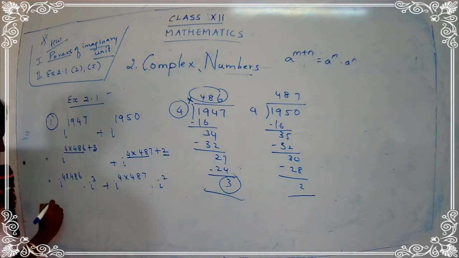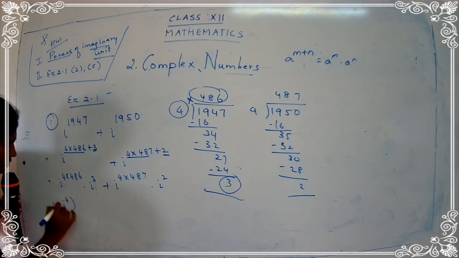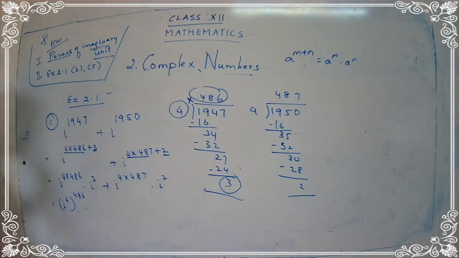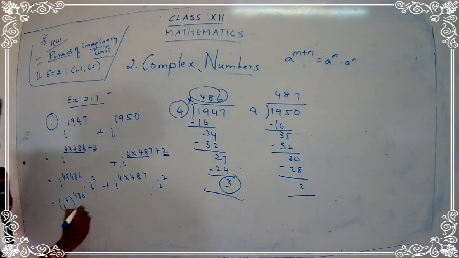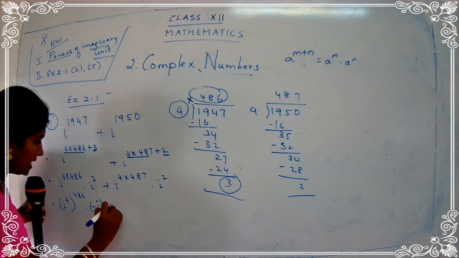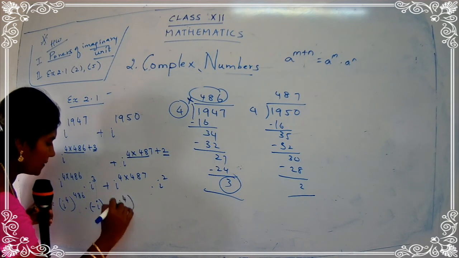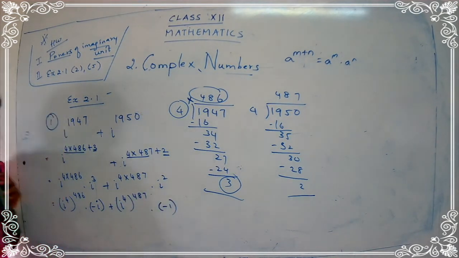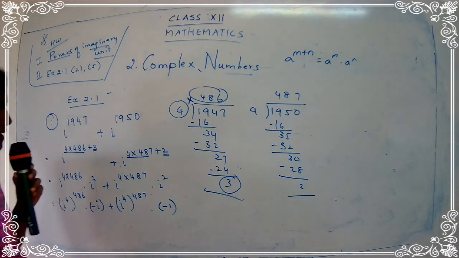Now let's see how to write this. I'll write i raised to 4, 486. What is the value for i cube, children? Just find out the answer for i cube. You already have the tables with you. i cube is minus i. I'll put here minus i plus i raised to 4, 487 into minus 1. I know the value for i square. What is i square? It's minus 1.